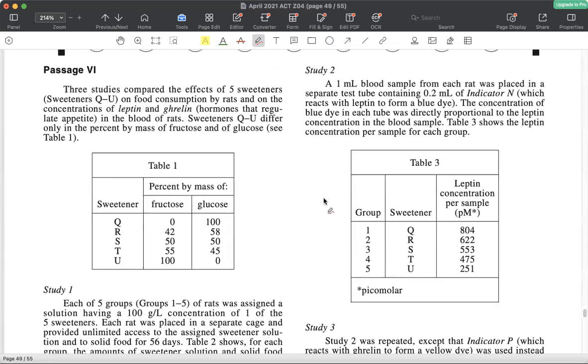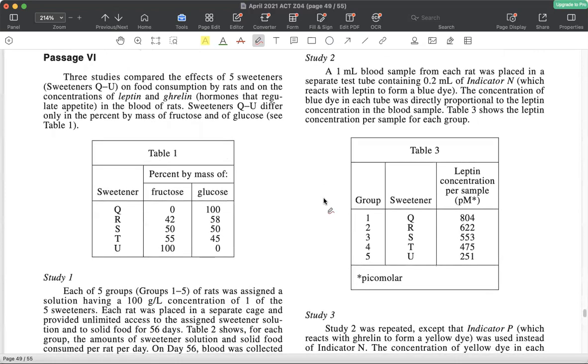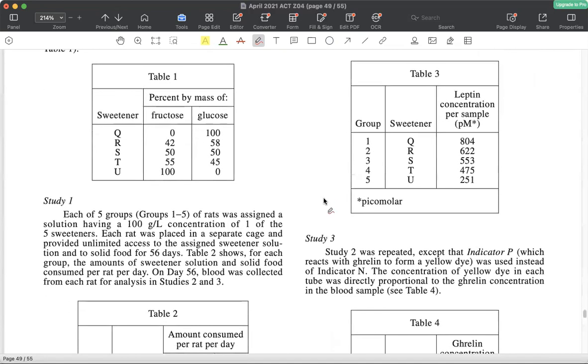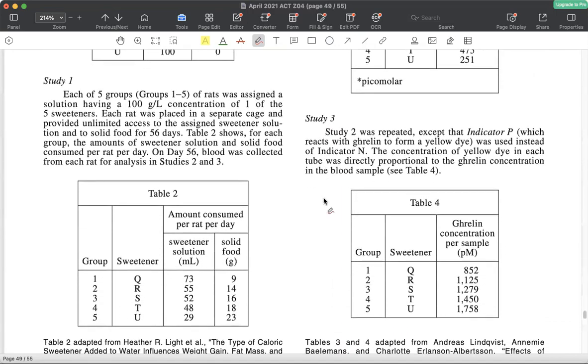Passage 6. Three studies compared the effects of 5 sweeteners, sweeteners Q through U, on food consumption by rats and on the concentration of leptin and ghrelin, hormones that regulate appetite, in the blood of rats. Sweeteners Q to U differ only in the percent of mass by fructose and glucose. Each of the 5 groups of rats was assigned a solution having 100 grams per liter concentration of one of the 5 sweeteners. Each rat was placed in a separate cage and provided unlimited access to the assigned sweetener solution and to solid food for 56 days. Table 2 shows for each group the amount of sweetener solution and solid food consumed per rat per day. On day 56, blood was collected from each rat for analysis.